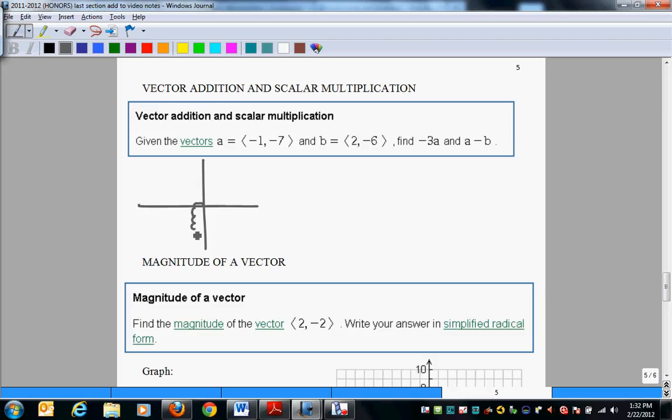1, 2, 3, 4, 5, 6, 7. So our vector here, this would be vector A, would go like this. And we would call this -1, -7. And then here is vector B, +2, -6. So we're going to go over 2, 1, 2, down 1, 2, 3, 4, 5, 6. This would be vector B.